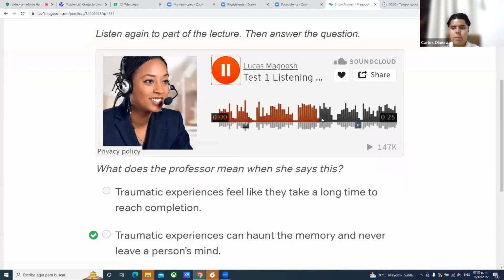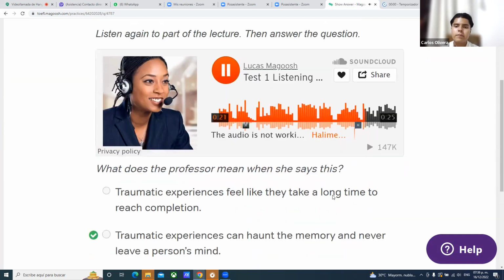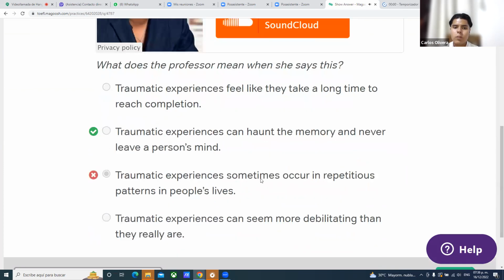Let us listen once again. The traumatic experience. What does the professor mean when she says this? The traumatic experience can become frozen in time and continue to repeat endlessly. In this case, it was traumatic experiences can haunt the memory and never leave a person's mind.